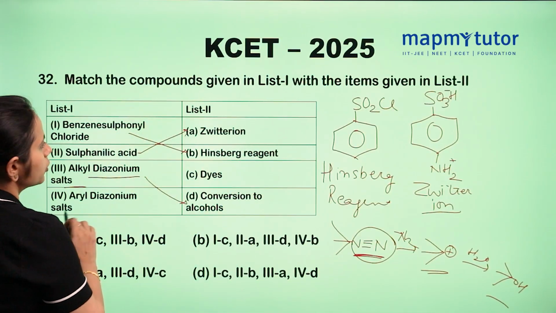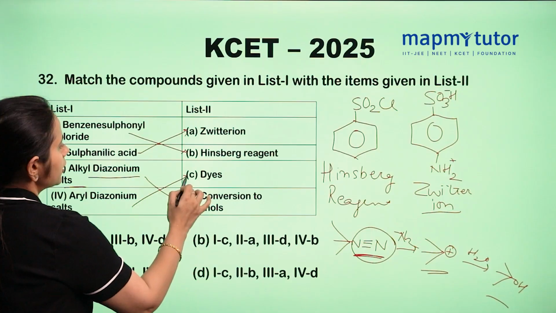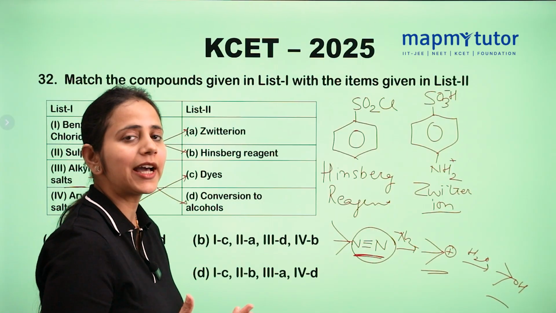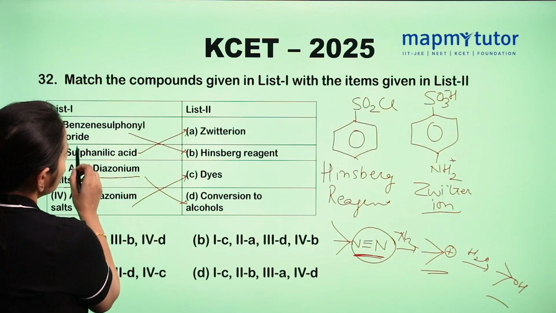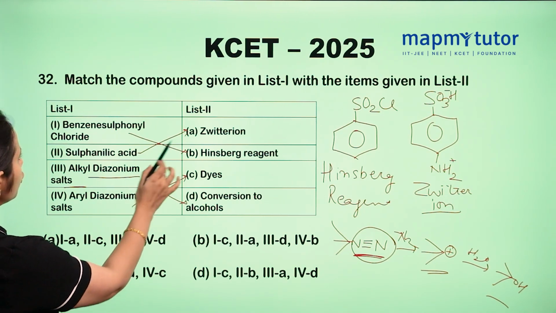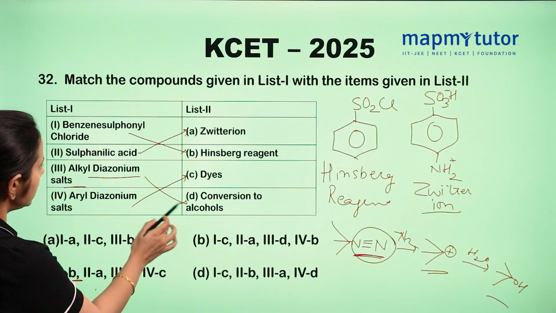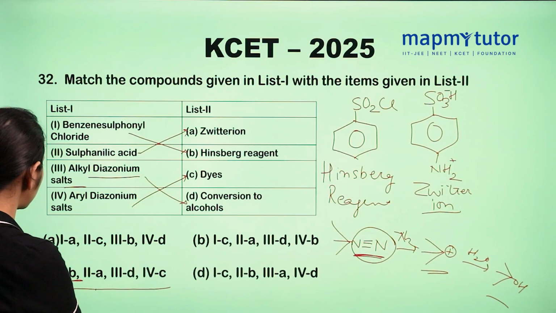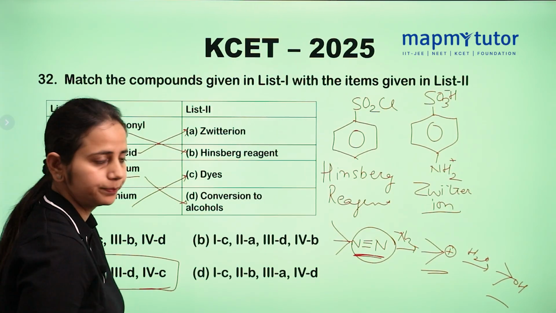Next is aryl diazonium salt. This is the only option left and it is used in the preparation of dyes. So for 1 we will go for B. Here it is 1 for B, 2 for A, 3 is for D and 4th is for C. So this is the right answer. C is the right answer.